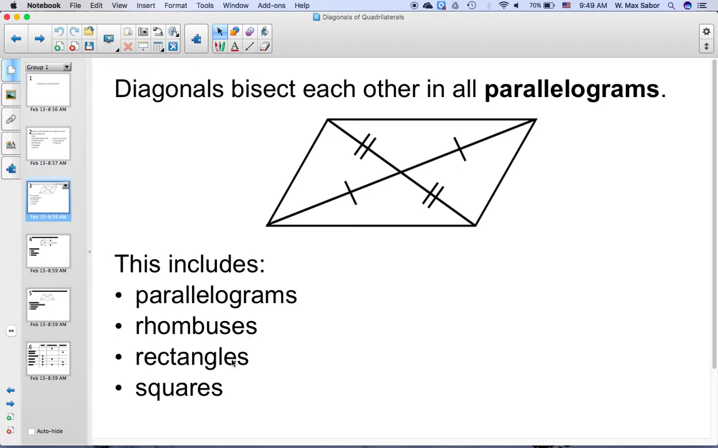So if I ask, do the diagonals bisect each other in rectangles? Yes, they do, because a rectangle is a special type of parallelogram.